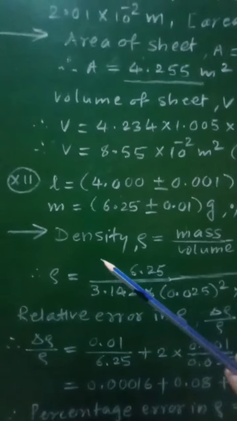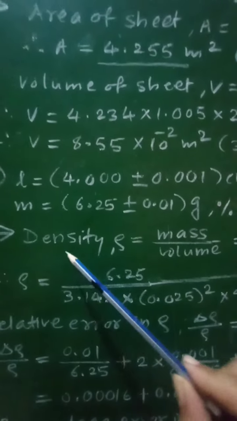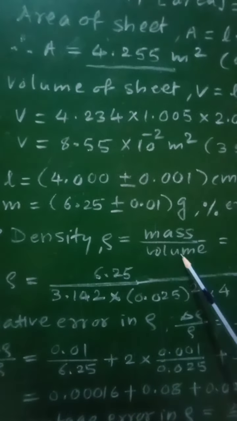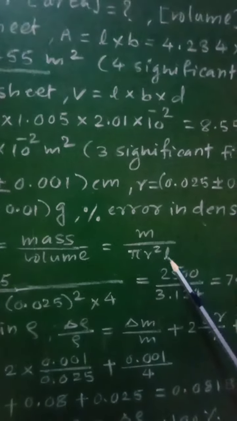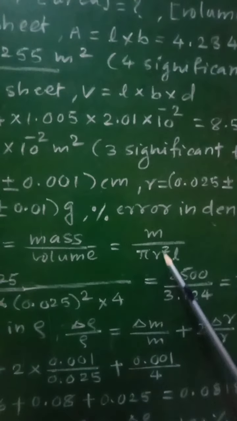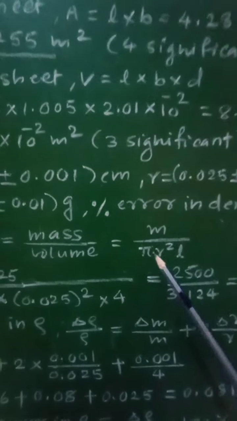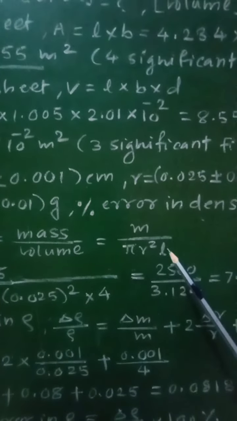Now we know that density rho is equal to mass per unit volume. Density rho equal to mass upon volume, that will be equal to m upon pi r square L, because the area of cross section will be circular for that cylinder, and therefore density will be equal to m upon pi r square L.